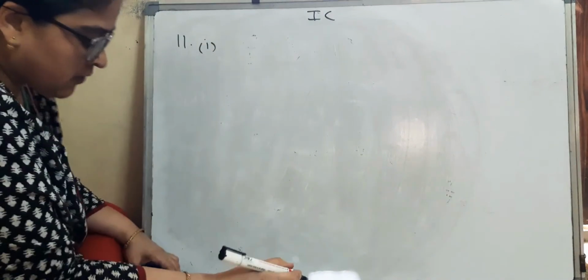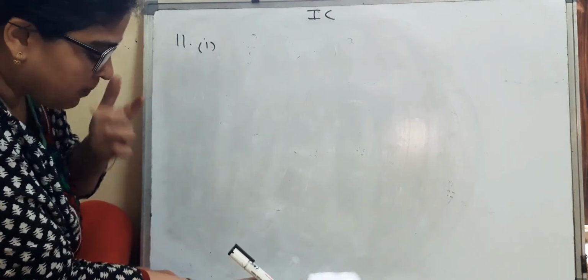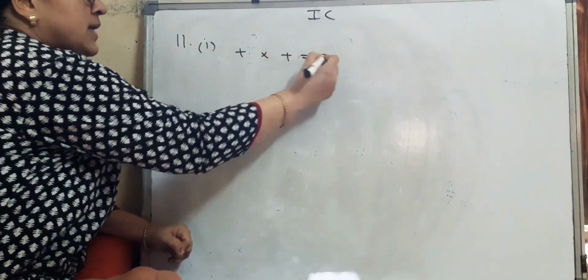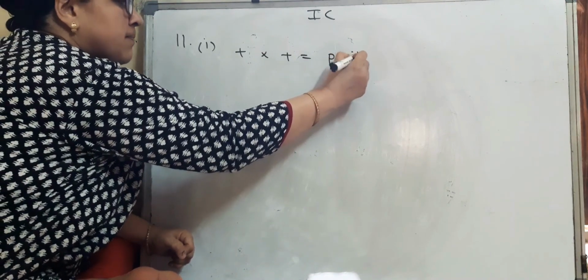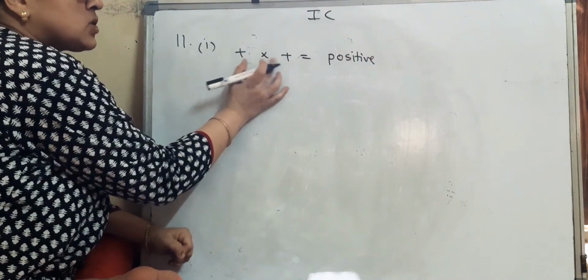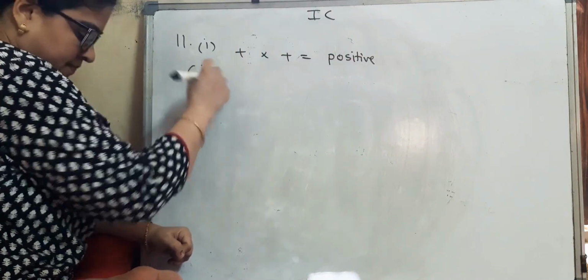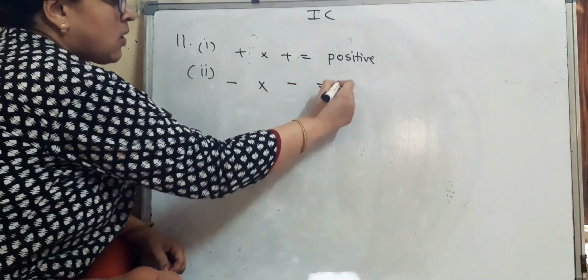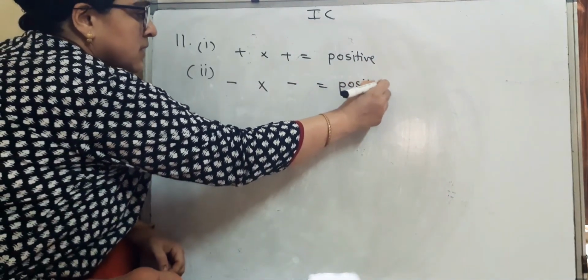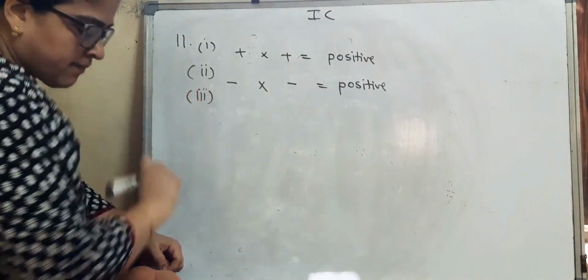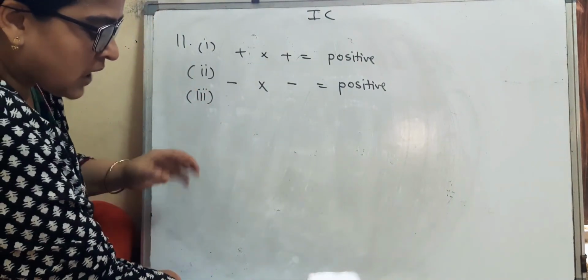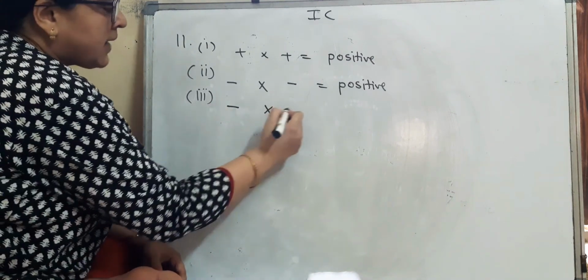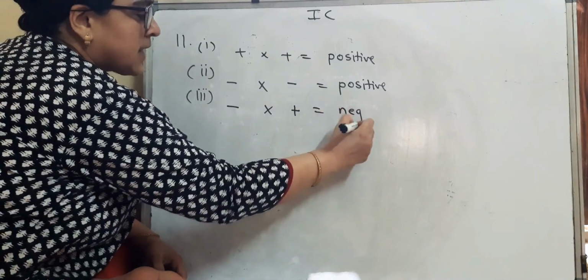11th, first let's fill in the blanks. The product of two positive numbers is always positive. Second question: the product of two negative numbers, one negative, another negative, product is always positive. Third: if two rational numbers have opposite signs, then their product is always negative.